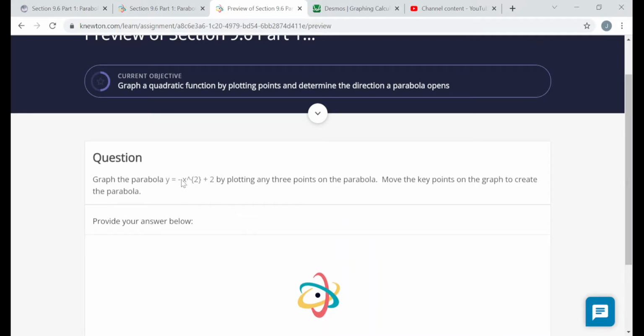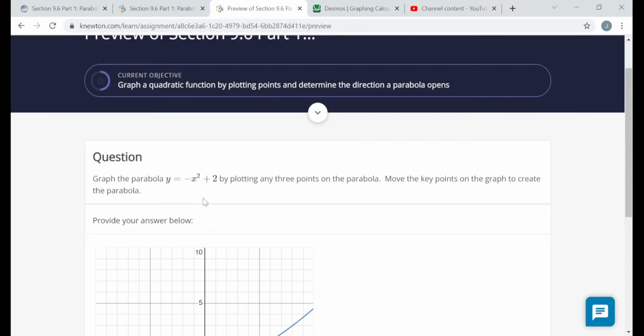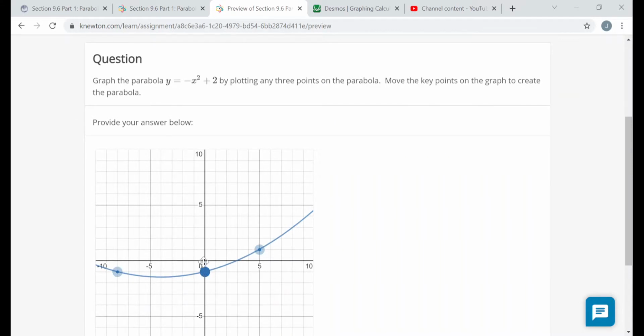Yeah, it looks like y equals negative x squared plus 2. Y equals the opposite of x squared plus 2. So 0, 2 would be on this. That would actually be the vertex. And then 1, 1 would be on it, right? Negative 1 plus 2, 1, 1.